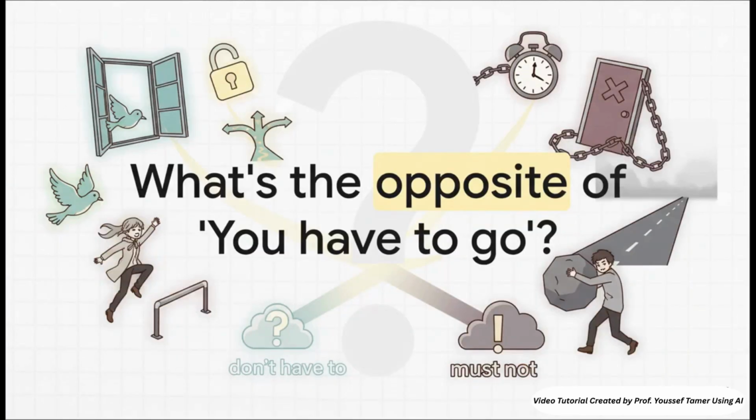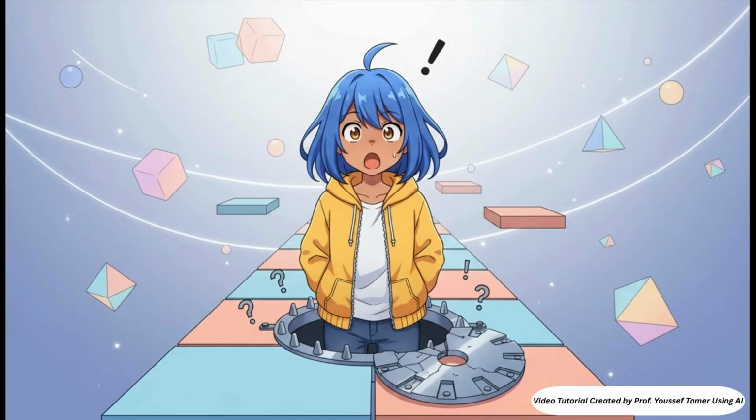Okay, to get us started, I've got a quick question for you. If I tell you, "you have to go," what do you think is the opposite of that sentence? Just think about it for a sec. So if your first thought was, "you must not go," well, you've just fallen into one of the trickiest little traps in the English language. But hey, you are definitely not alone. That's a super common answer, and it's exactly what we're going to unpack today.